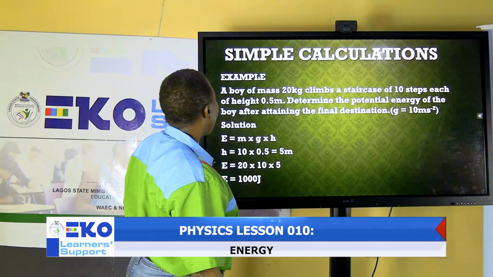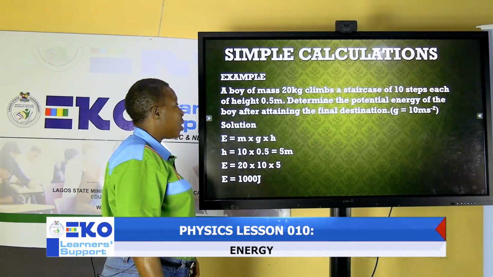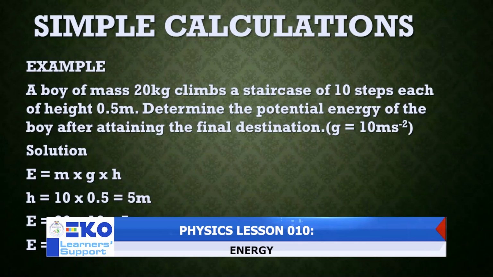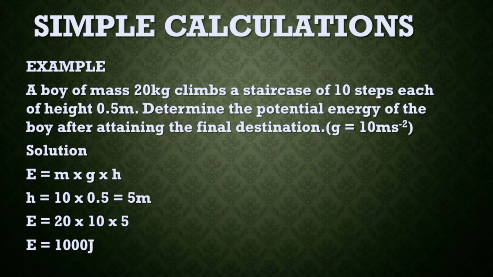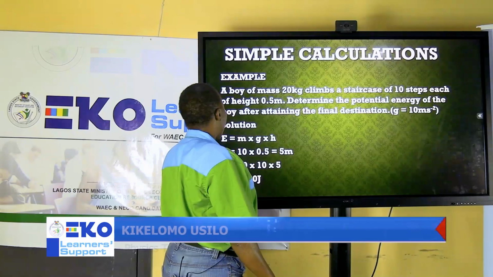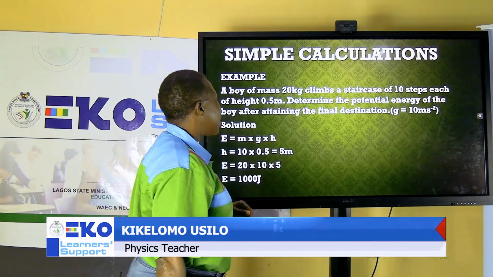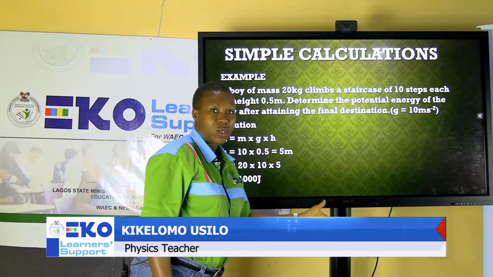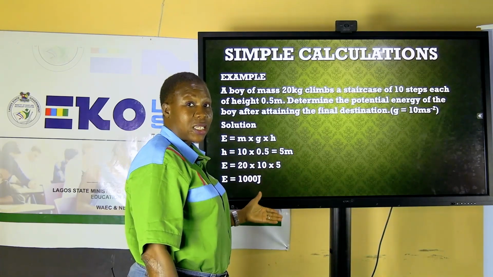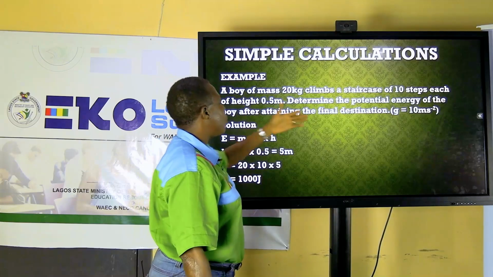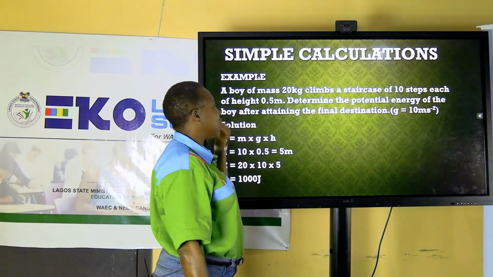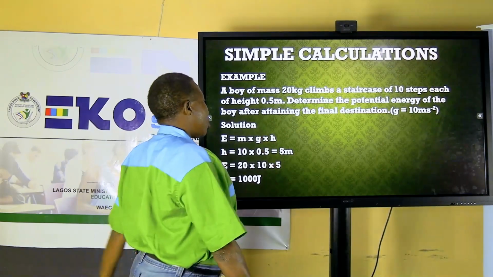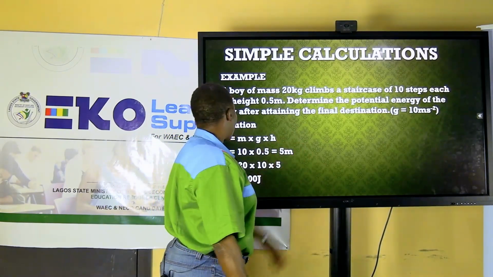Example 2. A boy of mass 20 kilograms climbs a staircase of 10 steps, each of height 0.5 meters. Take note, 10 steps each of height 0.5 meters. Determine the potential energy of the boy after attaining the final destination. Remember, we said potential energy is energy at rest. That's why they said calculate the potential energy after attaining the final destination.